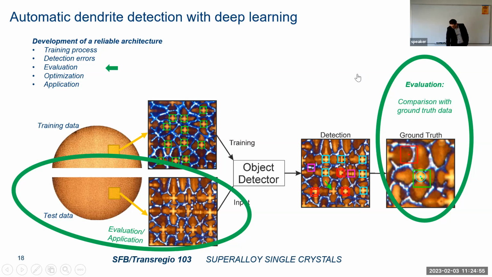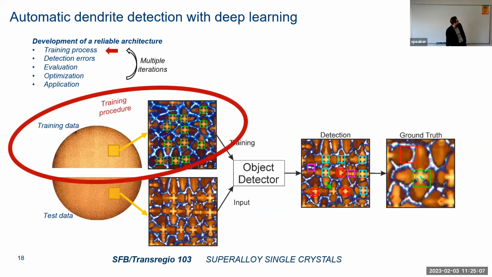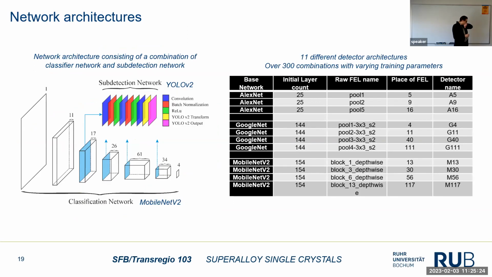And because it doesn't work in the first sense, you have to optimize, right? You have to reconfigure the network architecture, you have to change certain hyperparameters and so on. And probably the next iteration also doesn't work. So this is an iterative process which has to be repeated and repeated. However, if you do it in a smart way, you don't do it iteratively, but in parallel, right? You directly try different architectures and different hyperparameters. And this is what we did.